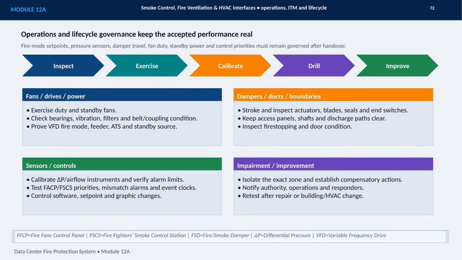Sensors and controls require calibration, alarm limit checks, priority testing, mismatch alarms, event clocks, and disciplined management of software, setpoint, and graphic changes. When an impairment occurs, isolate the exact zone, establish compensatory actions, notify the authority, operations team, and responders, then retest after repairs or building or HVAC changes. This is how accepted performance stays real throughout the system's lifecycle.